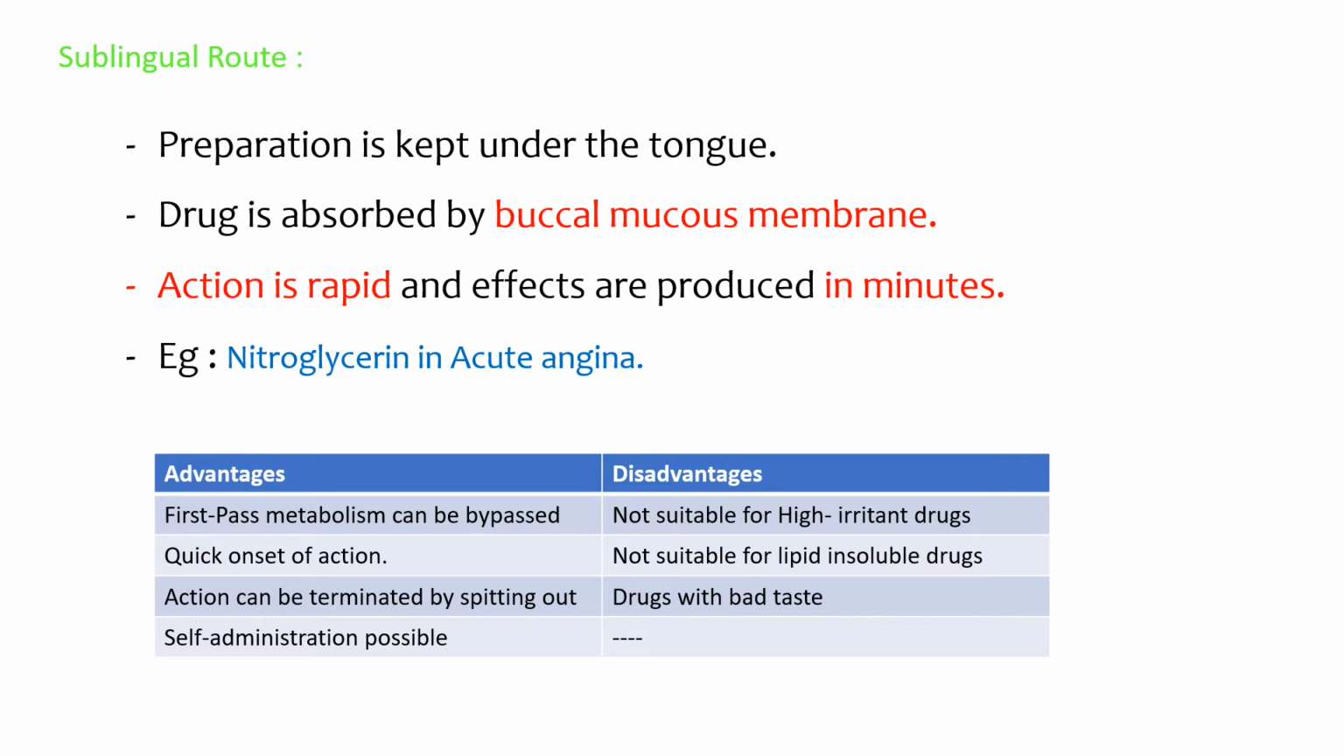So here are the advantages and disadvantages of the sublingual route. What are the advantages? First pass metabolism can be bypassed. Onset of action is very quick. Action can be terminated by spitting out. Self-administration is possible. Disadvantages: not suitable for highly irritant drugs and drugs with bad taste, and not suitable for lipid insoluble drugs.